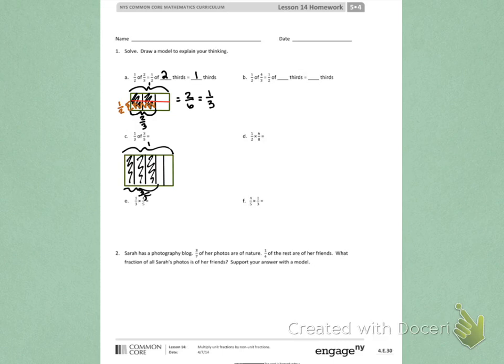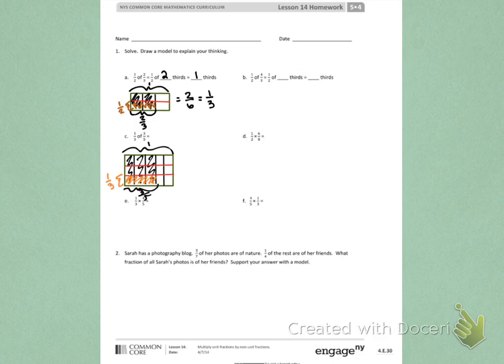And we want to be able to find out what 1/3 of that is. So at this point I need to break it into thirds. 1, 2, and the last one makes thirds. And I'm going to shade in 1/3 of that. 1/3 of 3/5 is going to be right here. So this is 1/3.